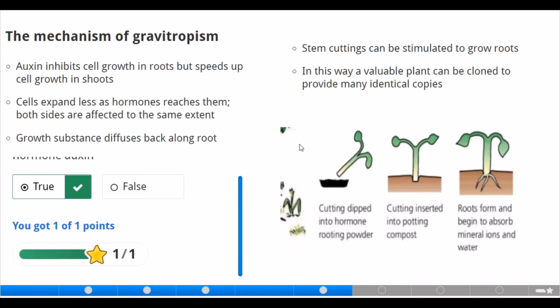True. Stem cuttings can be stimulated to grow roots. In this way, a valuable plant can be cloned to provide many identical copies. This image is explaining how a stem cutting is dipped into hormone rooting powder for the rooting process, and then the cutting is inserted into potting compost. Roots are formed and begin to absorb mineral ions.